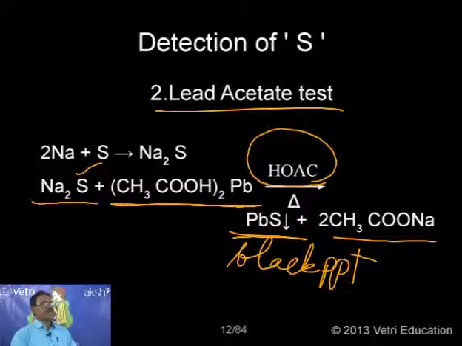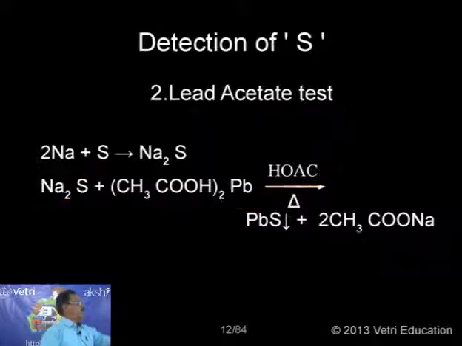This is the second test. So sulfur can be tested in 2 ways. One is the sodium nitroprusside test, another is the lead acetate test. By these 2 ways, the presence of sulfur can be confirmed.